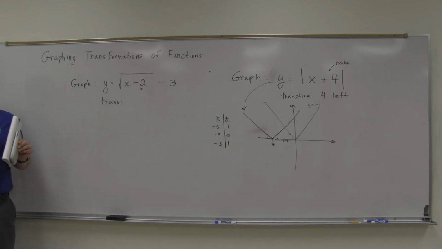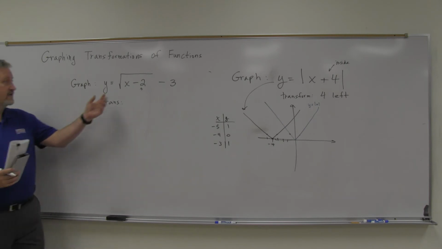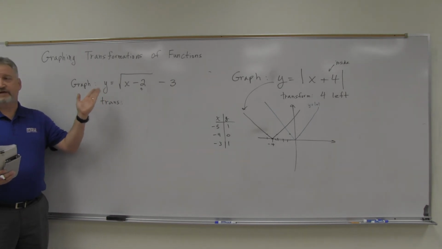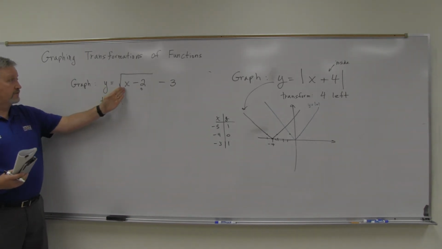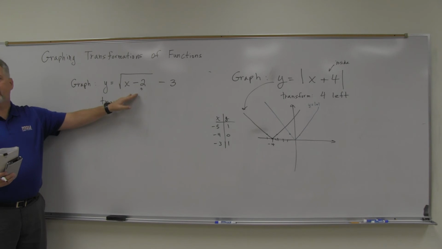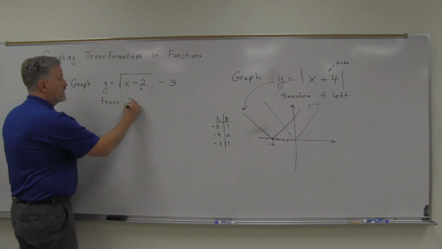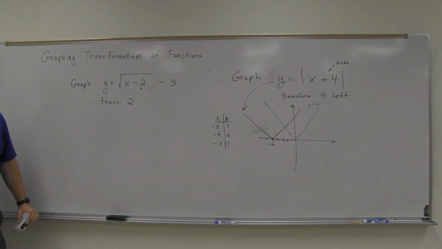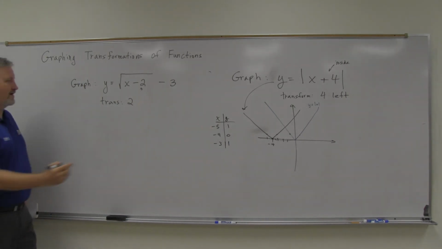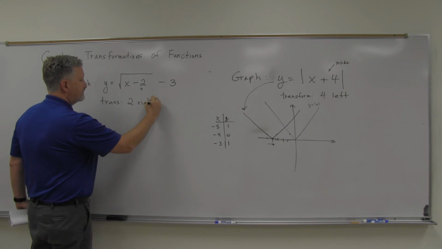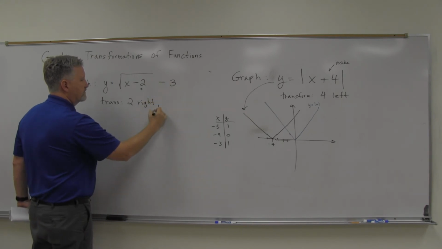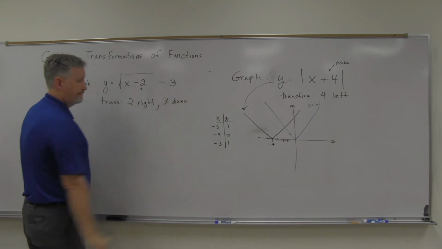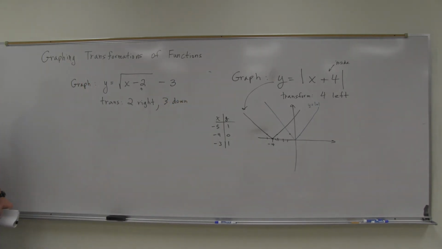So think about the order here. The inside would come first, because if I was plugging in a number, I would do the square root part first. So the inside comes first. So the inside I've got -2. Inside moves it right or left. Right. So we've got a -2, that's 2 to the right. And then the outside, we got a -3, so what's that? Down. 3 down. Yep. So we got 2 to the right and 3 down.